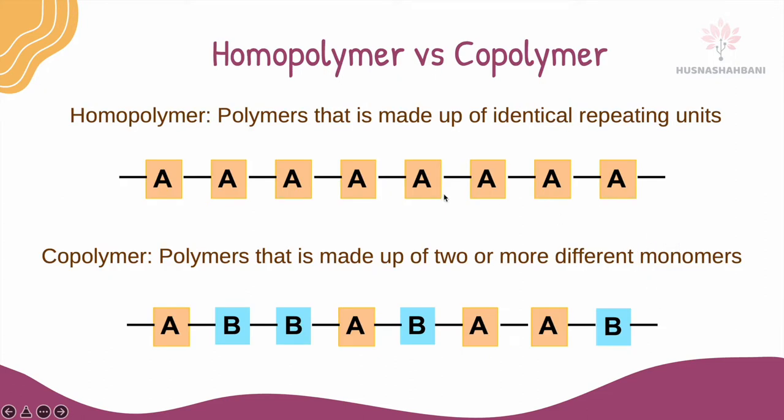Homopolymer versus copolymer. Homopolymer is a polymer made up of identical repeating units, meaning the same type of monomer joined together. But copolymer is a polymer made up of two or more different monomers, meaning different types of monomer joined together to form a polymer. That is the difference between homopolymer and copolymer.